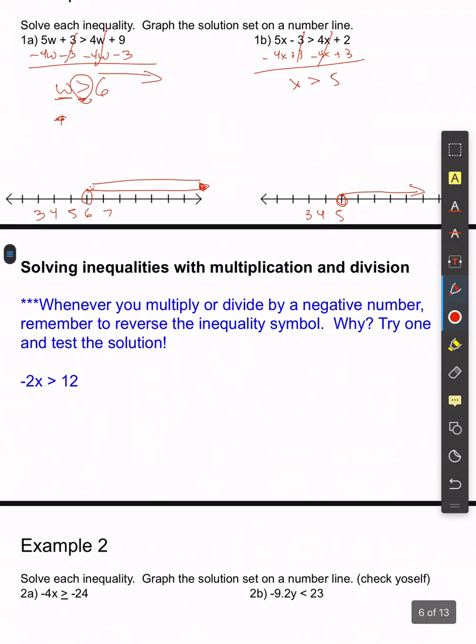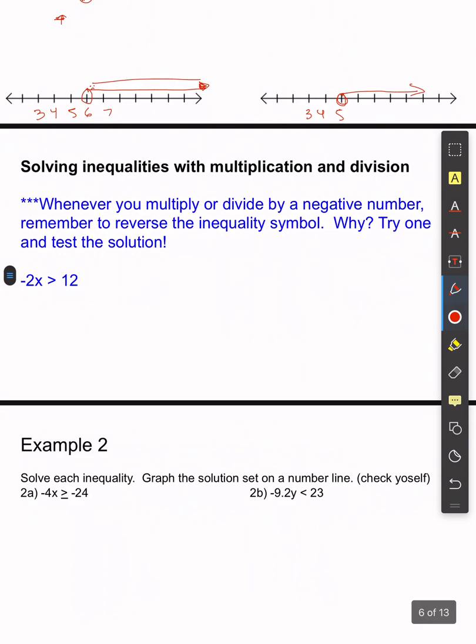Let's keep cruising here. It says solving inequalities with multiplication and division. So one thing to consider when we're doing multiplication and division, moving into example 2 here now, is that whenever we multiply or divide across an inequality by a negative number, we have to reverse the inequality symbol.